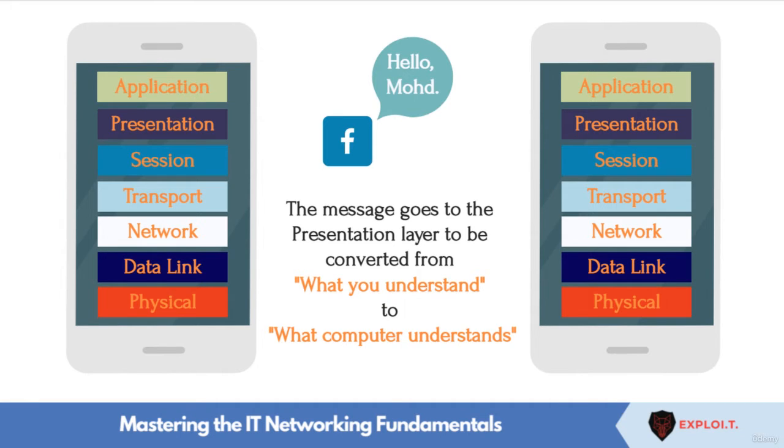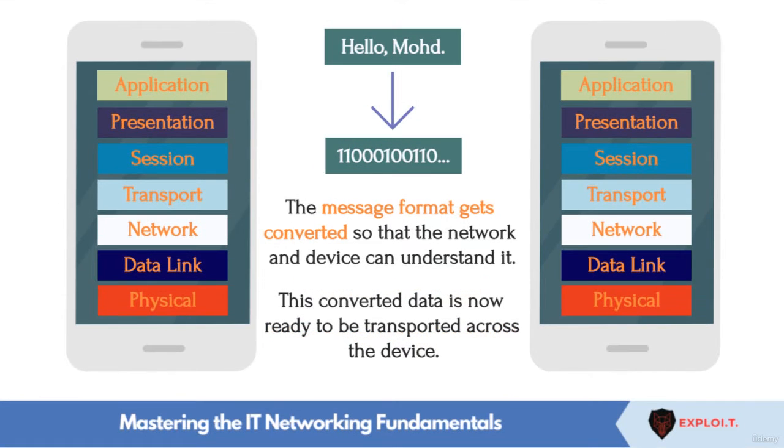So this message goes to the presentation layer so that it can be transformed into another format. Now the job of the presentation layer is to convert that application message into a format that's understood by the computer. So the message "Hello Muhammad" that was sent by Facebook Messenger is now converted into binary digits or ASCII codes. These binary digits and ASCII codes are a format that the computer understands. So these messages are converted to ASCII codes or binary digits by the presentation layer. This converted data is now ready to be transported to the layer below, that is the session layer.